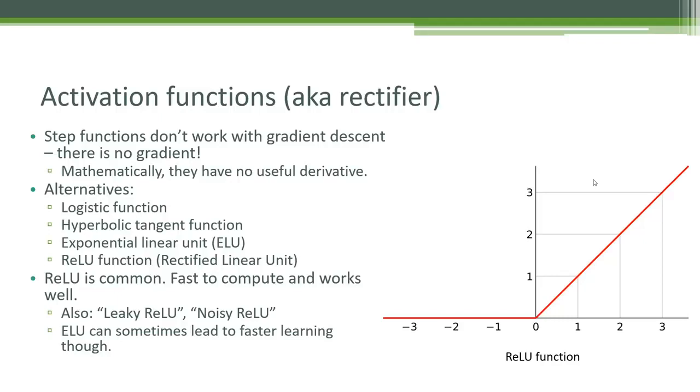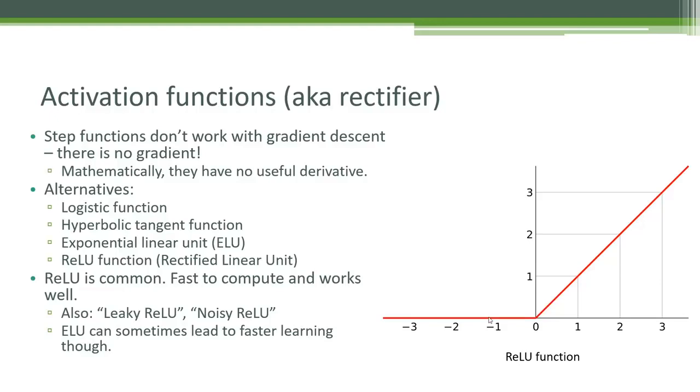Now there are variants of ReLU that work even better if you don't care so much about efficiency. One is called leaky ReLU. All that is, instead of being flat left of 0, it actually has a little bit of a slope there as well, a very small slope. And again, that's for mathematical purposes, to have an actual meaningful derivative there to work with. So that can provide even better convergence. There's also something called noisy ReLU, which can also help with convergence.